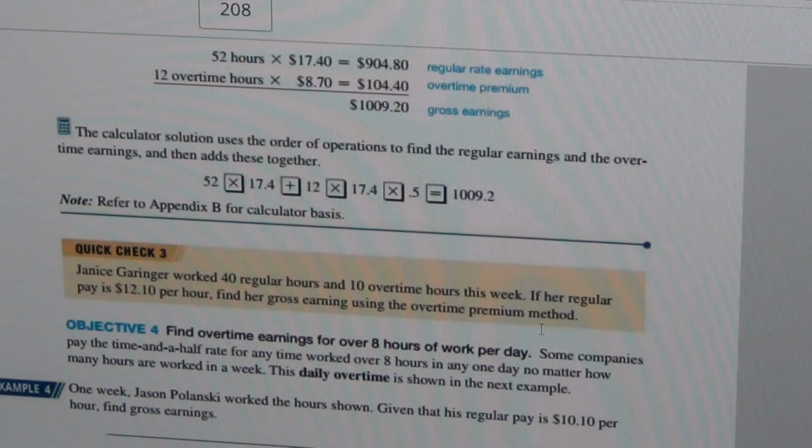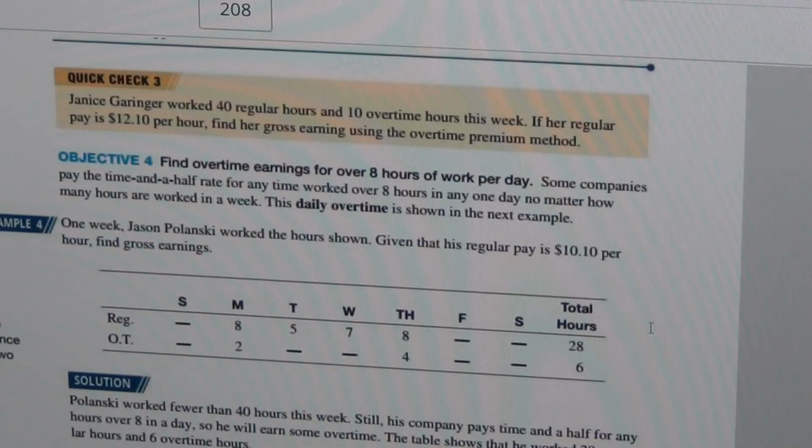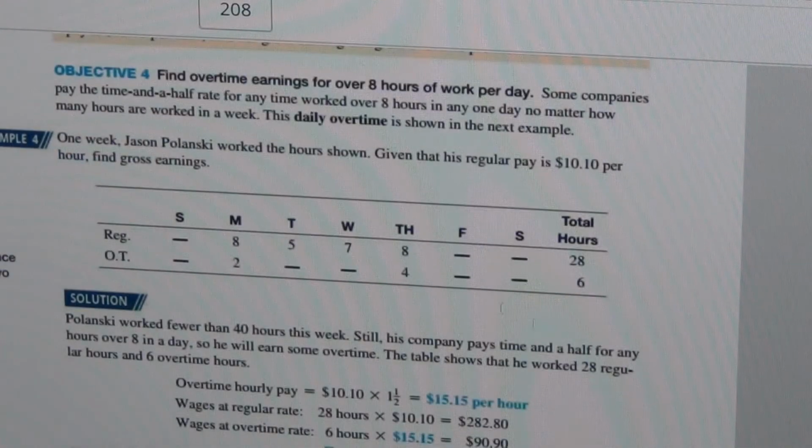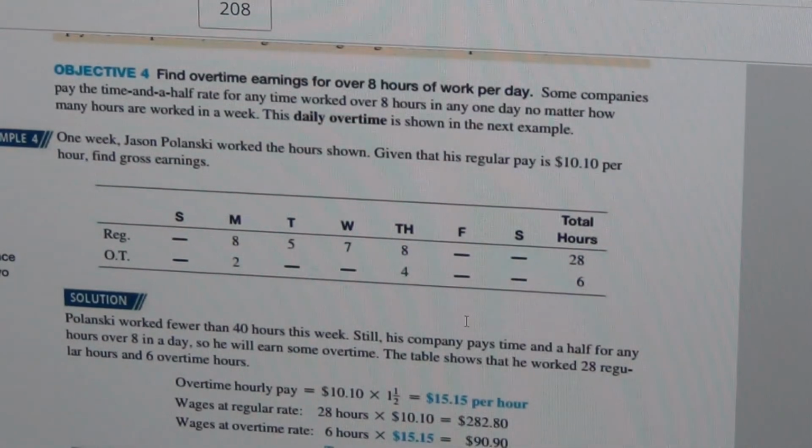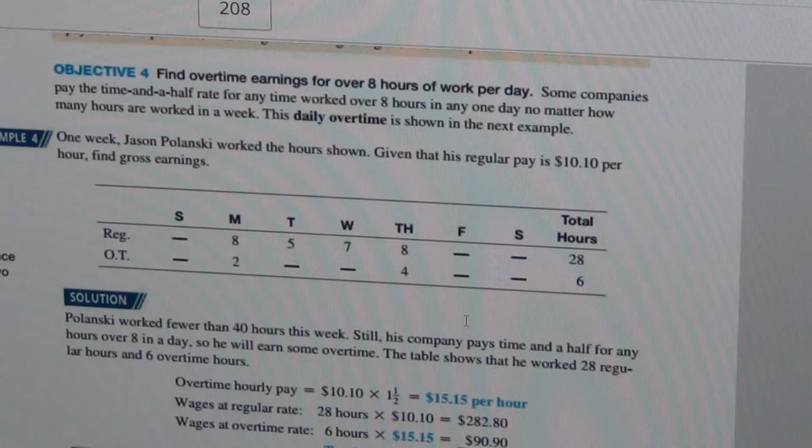Okay. So let's take a look at the next example. Find overtime earnings for 8 hours of work per day. Now, that's what we call daily overtime. In the state of California, there's a little bit more stringent rule where essentially people have to be paid overtime for any hours worked over 8 in one day. So even if you're part-time and you only work like 20 hours in a week, if you work in any one of those days more than 8 hours consecutively, then you're going to have to get paid what's called overtime.